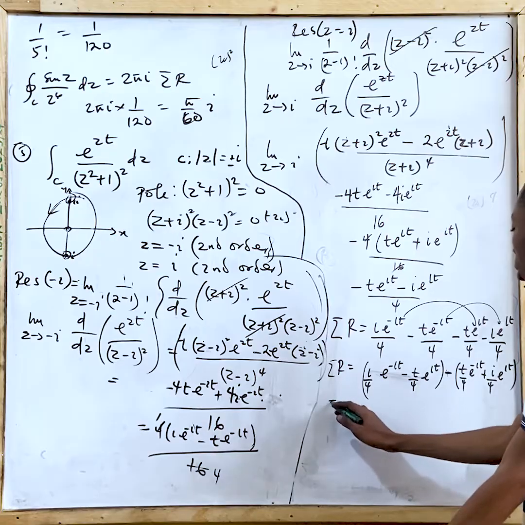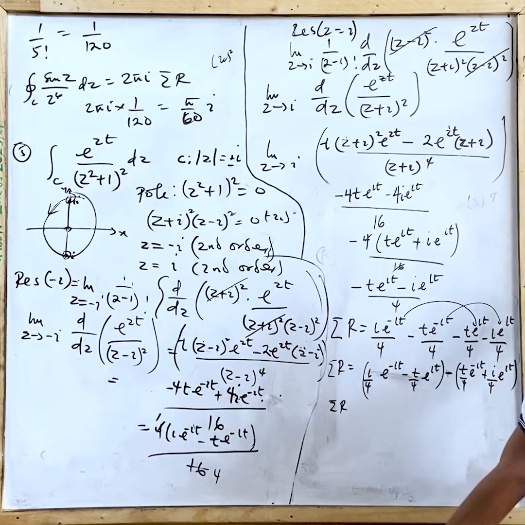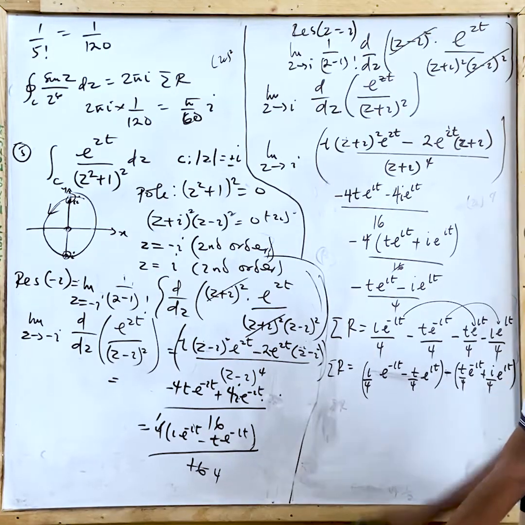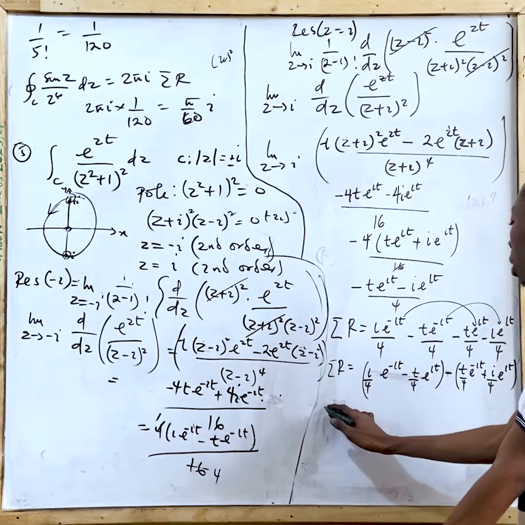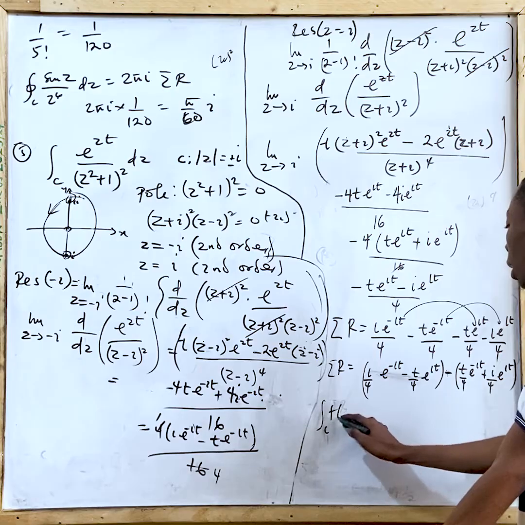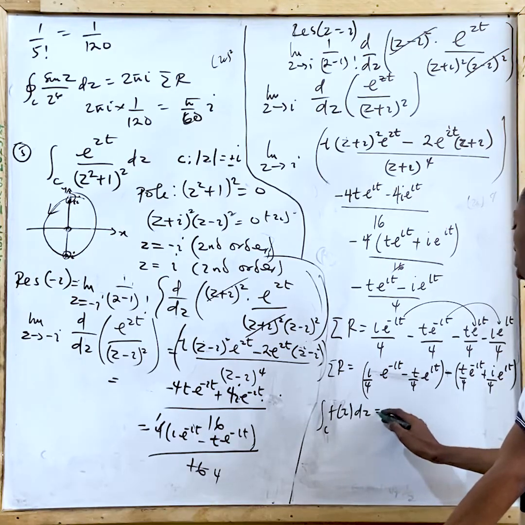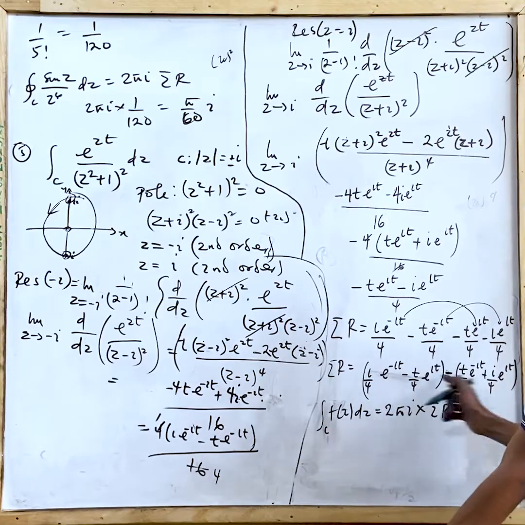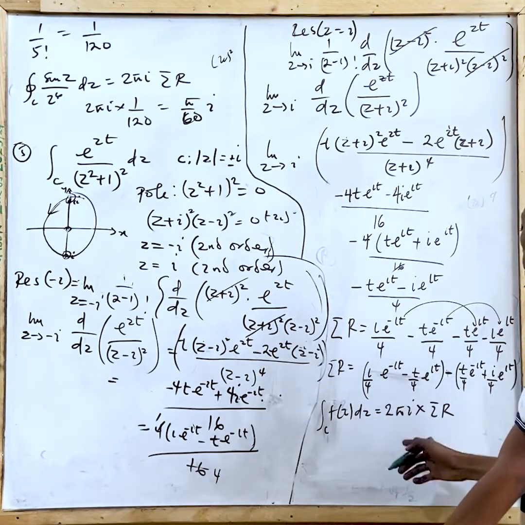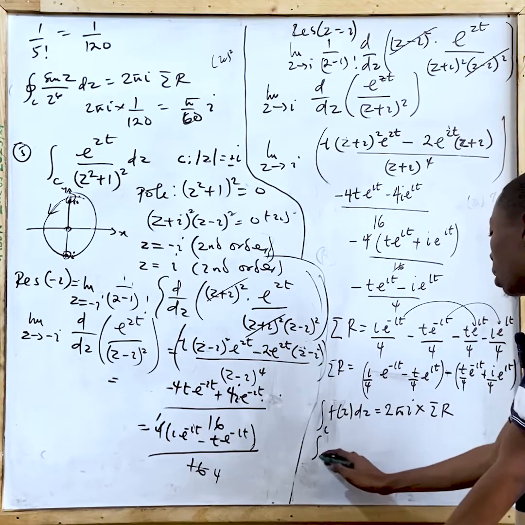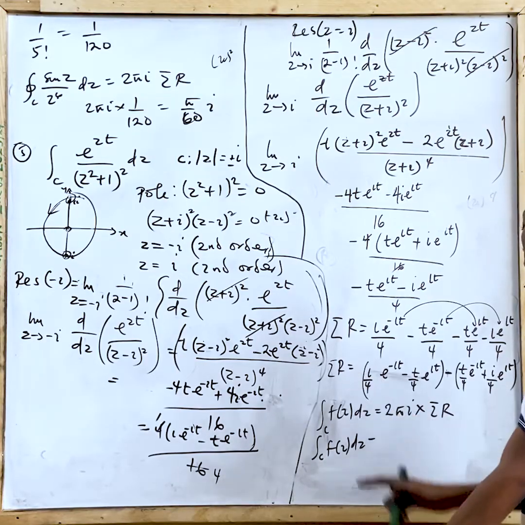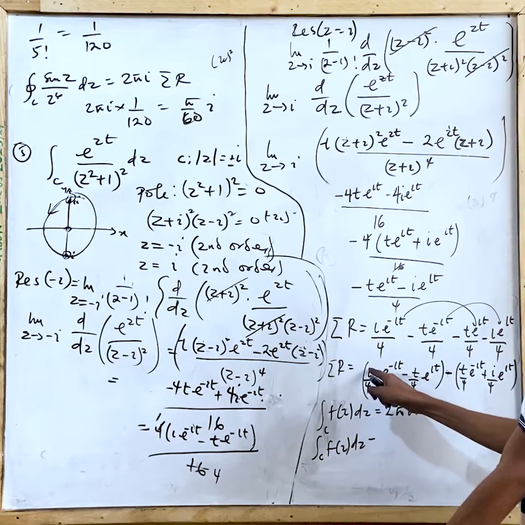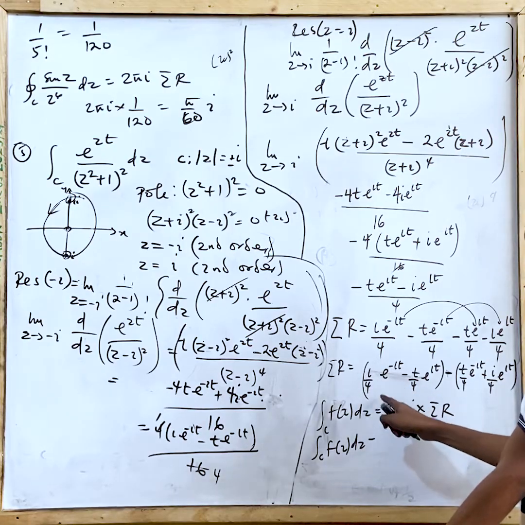So the sum of R, yeah, that's summation R. And the residue theorem: the integral of f of z dz is equal to 2 pi I times the summation R. So multiply everything here by 2 pi I. So the integral over c of f of z is equal to, if I multiply this one by 2 pi I, I over 4 by 2 pi I.